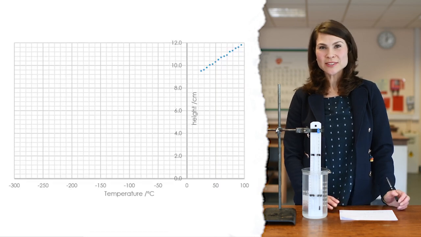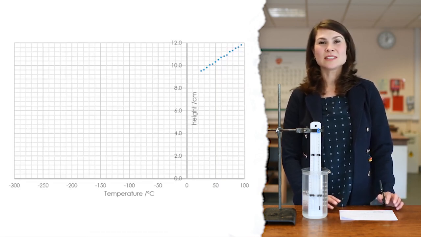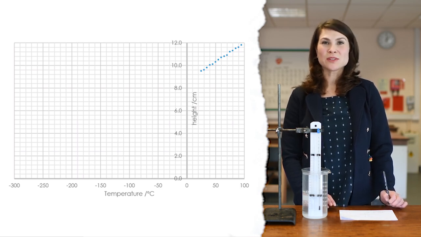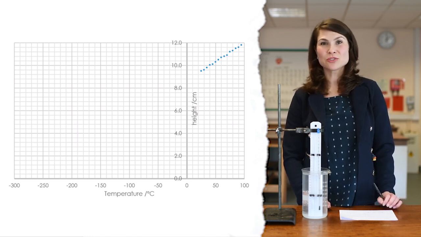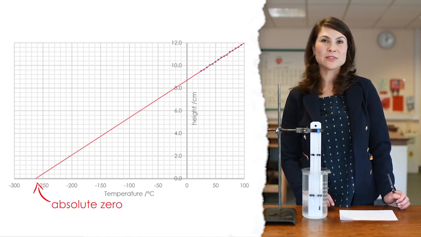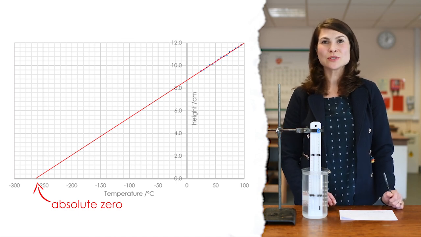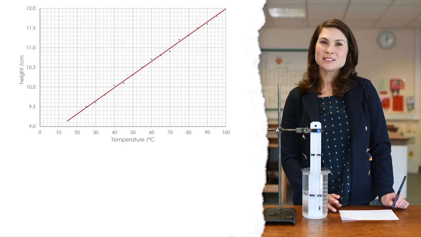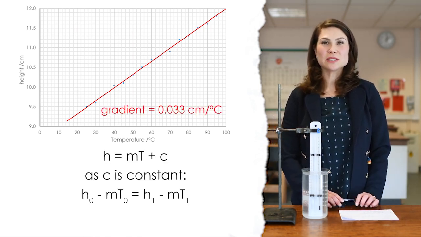We can plot the graph, and there's 2 ways that we can use this to find a value for absolute zero, which is where the volume of the gas would theoretically get to 0. You can either draw the graph by hand and extrapolate the graph to get your value for absolute zero. However, that's not a particularly accurate way of doing it, and so you can also do it algebraically. Here's the graph that we've drawn. We've calculated the gradient, and then we're algebraically able to find a value for absolute zero.